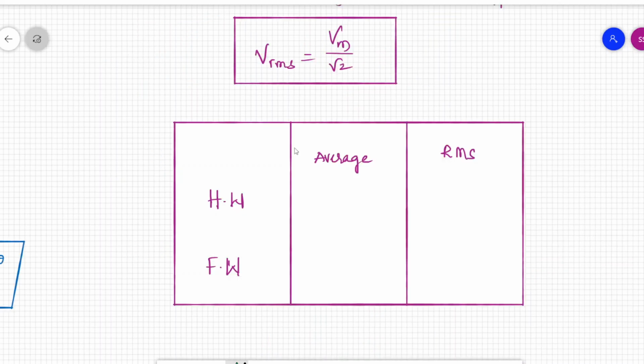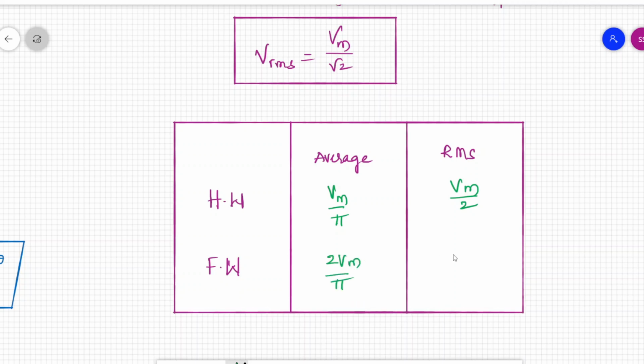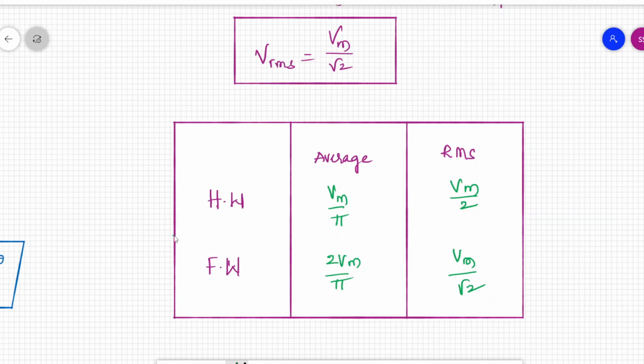So here, what is the average value of half wave rectifier? What is the average value? That is Vm by 2, I think. And what is the RMS value? We have derived. Sorry, average value is Vm by pi. Right? Average value is Vm by pi, and RMS value is Vm by 2. And what is the average value for full wave rectifier? That is 2 Vm by pi, and for RMS value it is Vm by root 2. Okay, so you need to remember these things.